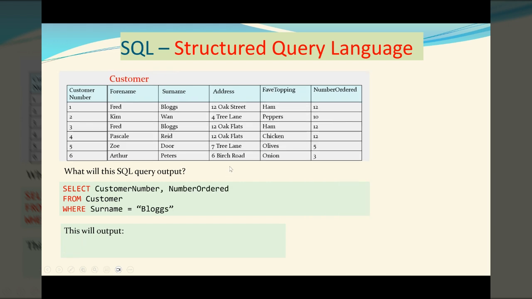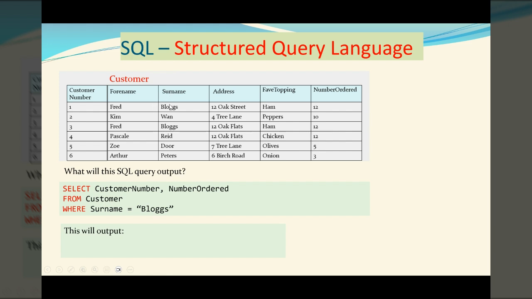Okay, let's have a look at another one. So similarly, if you want to pause the video at this point, have a go, see if you can answer it, and then we'll walk through the answer. Okay, let's have a look. What will this SQL query output? Select customer number, number ordered. So we're only going to see the customer numbers and the number ordered from the customer table, which is the only table we have, where the surname is blogs.